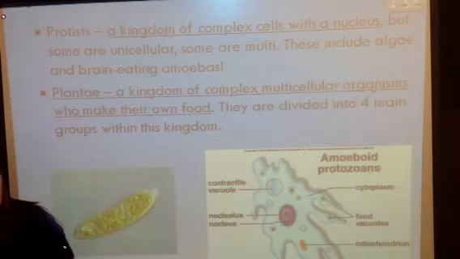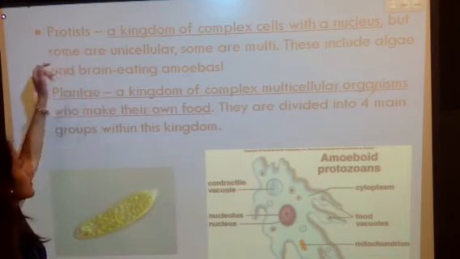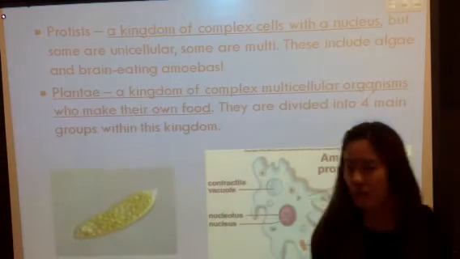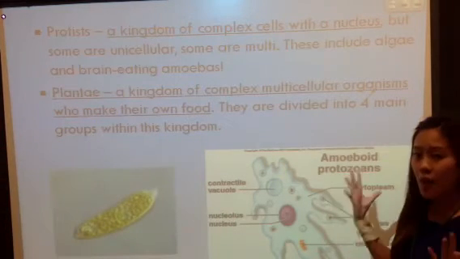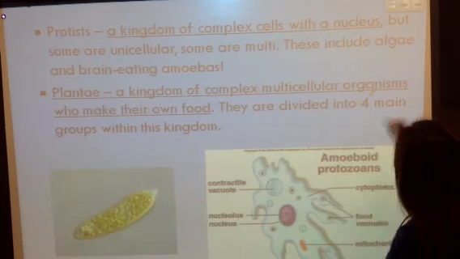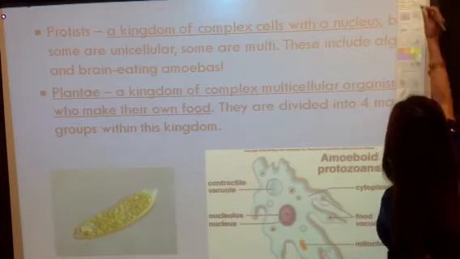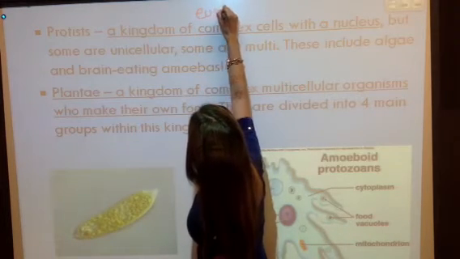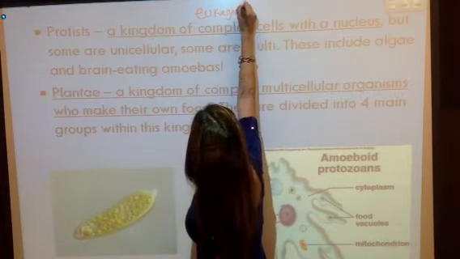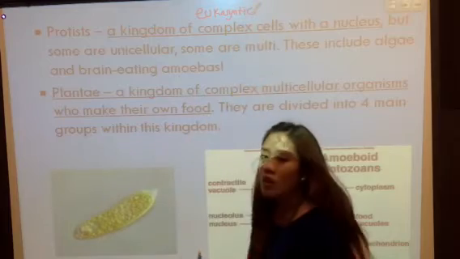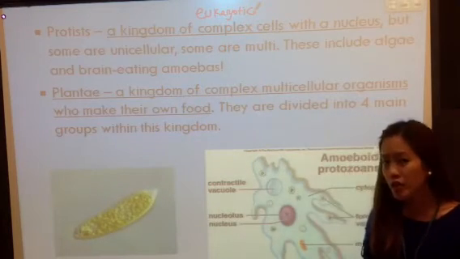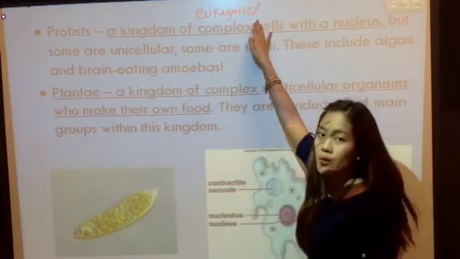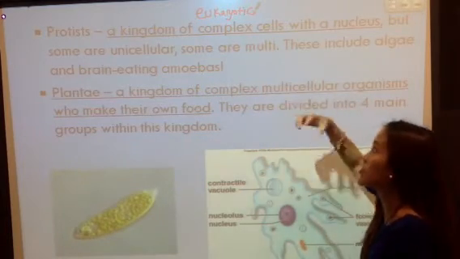So our next 2 kingdoms are the protists and the plants. Now, protists are a kingdom of organisms that are complex. They are actually composed of eukaryotic cells, which actually means they have a nucleus. Eu means true. Karyotic means nucleus, so they have a true nucleus.